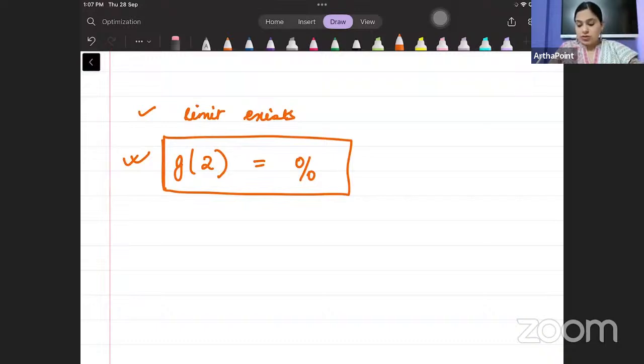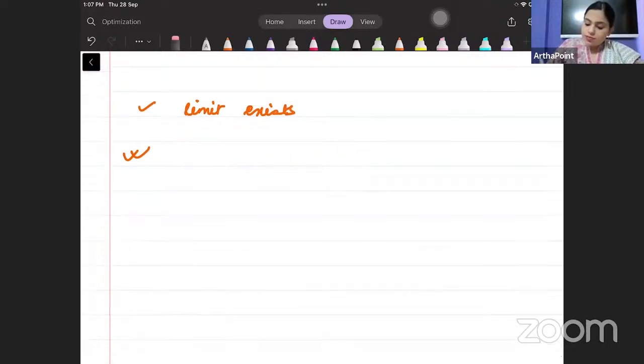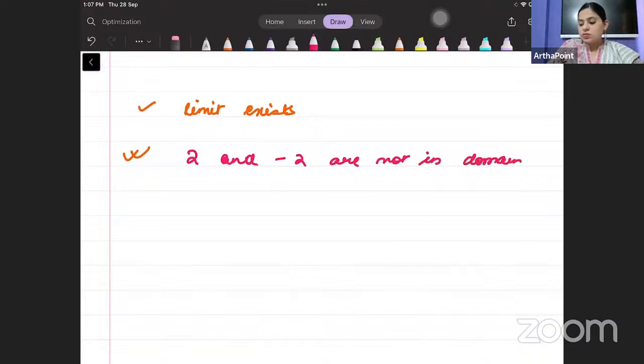Original function. And even if you say, okay ma'am, I think the value can be defined, 0 by 0 is not defined. And how do I know? One more important point than that: the point is that, beta, 2 and minus 2 are not in the domain of the function.